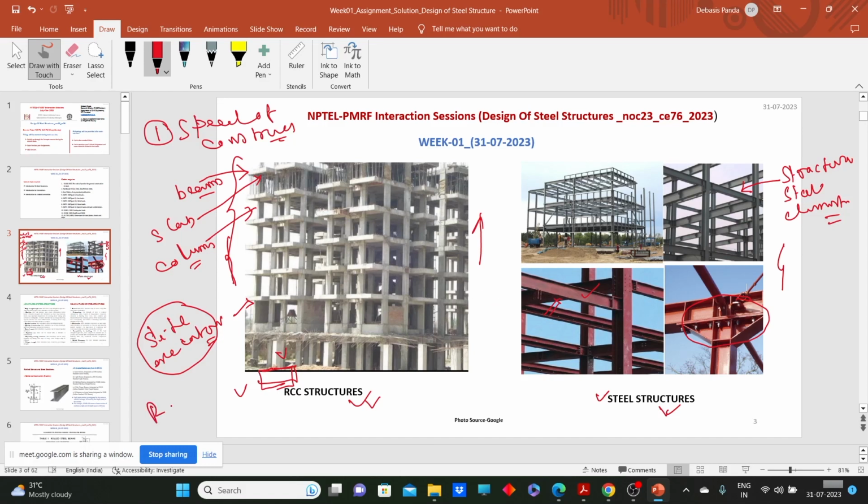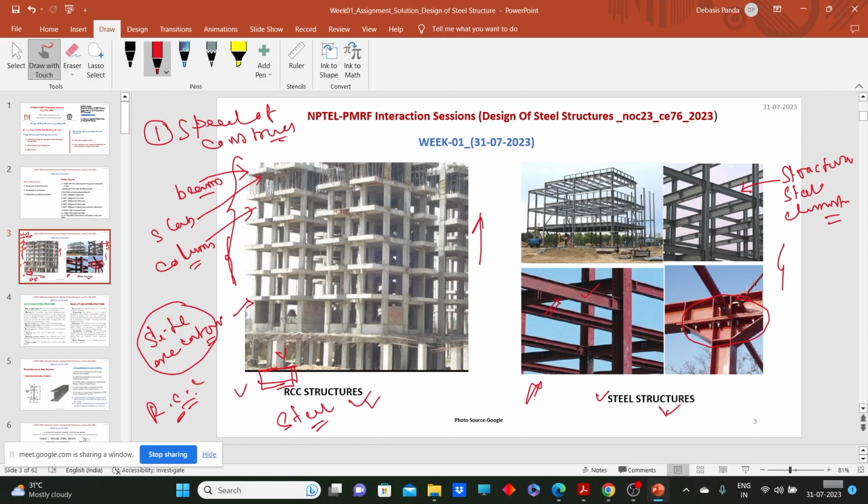Firstly, RCC and steel. This is made from steel and this is made from RCC. We all know that steel is more ductile than RCC. What do we mean by ductility? We will cover it in later slides in detail. But for now, ductility is the property of a material by virtue of which it can withstand a higher amount of permanent deformation before failure occurs. That means it can elongate more before failure occurs.